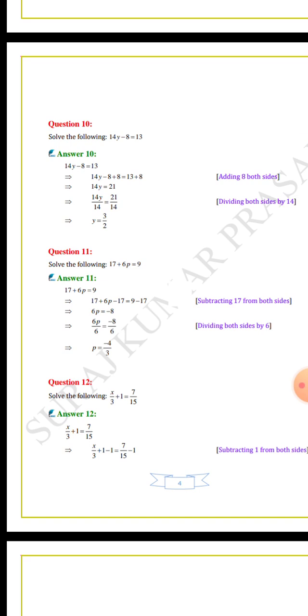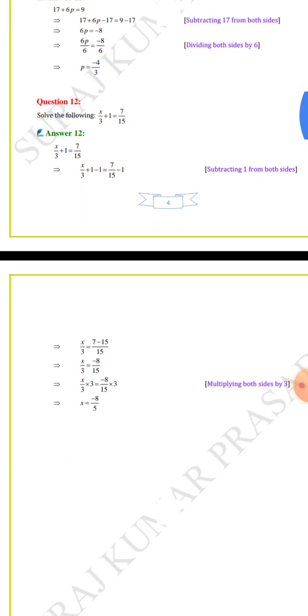Question number 12. Solve the following: x by 3 plus 1 is equal to 7 by 15. Subtracting 1 from both the sides, we get x by 3 plus 1 minus 1 is equal to 7 by 15 minus 1. Then plus 1 minus 1 we get the answer as 0. Then we can write x by 3 is equal to 7 by 15 minus 1.